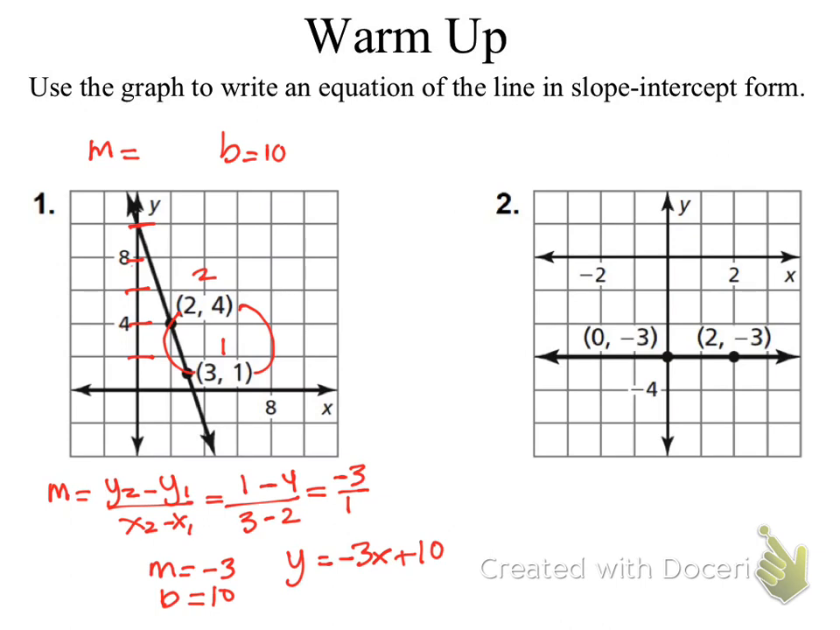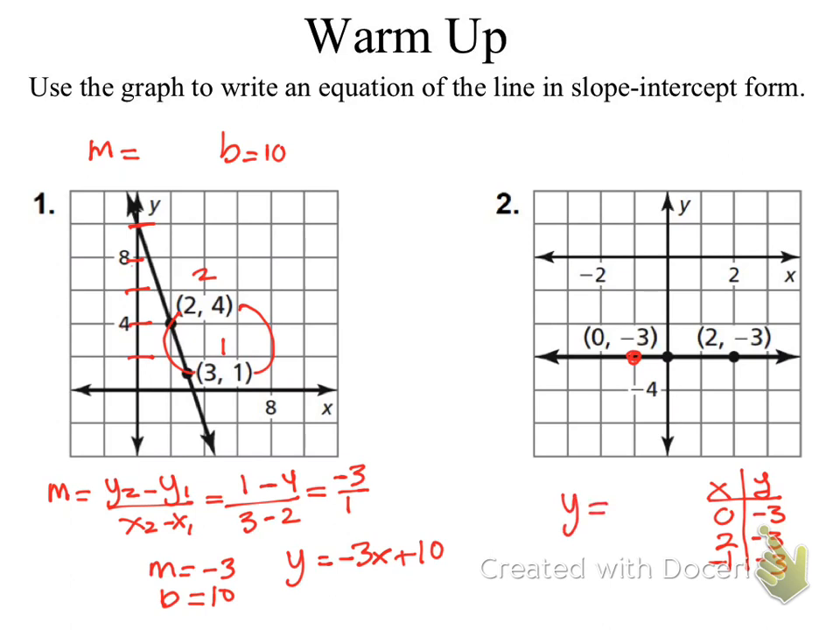Okay, next. All right, horizontal line. That should be easy enough. Usually when I have horizontal or vertical lines, I make tables and I list some of the points. 0, -3. 2, -3. I'll even take this one, -1, -3. Can anybody tell me what equation that would be? Elise? It would be y equals 0?